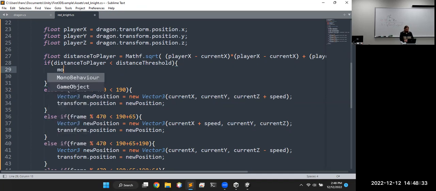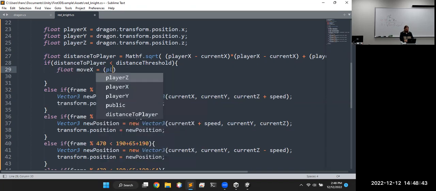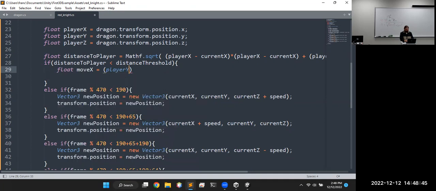So our move, we'll need a couple more floating point numbers. I'll say move X is going to be that distance between those, current X, divided by the distance to our player. That way it's like our key press. We know we have a number somewhere between 0 and 1, so we don't suddenly shoot off the screen because we're going too fast.